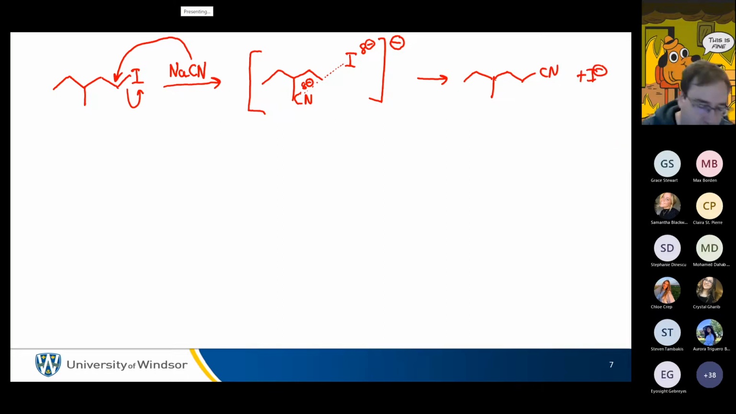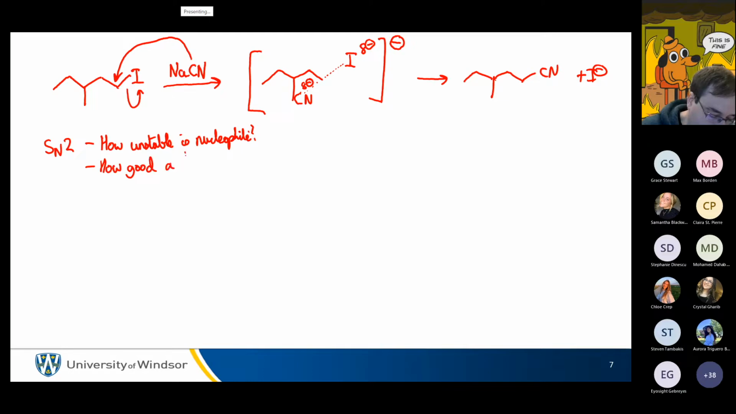So what matters for an SN2 reaction? How unstable is the nucleophile? The more unstable, the more reactive. How good a leaving group? That at least is the same. There's a third parameter though we need to worry about. With the SN1, all we need to worry about was stability of the carbocation and stability of the leaving group. Here we need to worry about the stability of the nucleophile, stability of the leaving group, and there's a third thing we need to worry about.